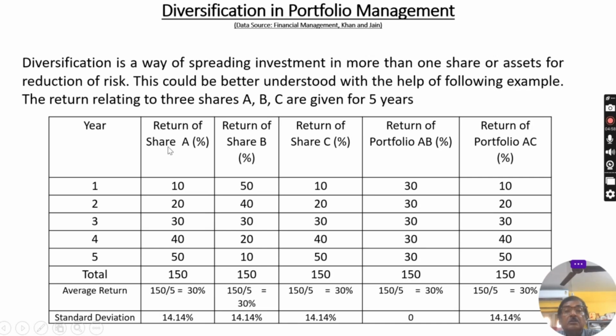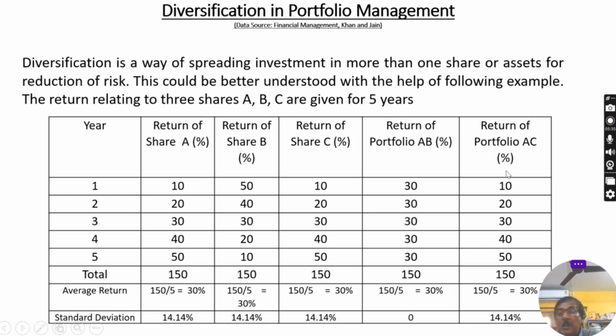Portfolio means here mixing of A and B. That means you are not investing your entire money in only one share. You are investing your money in two shares proportionately. That is, 50% of your total amount has been invested in share A, and 50%, that is half of the entire money, has been invested in share B. In this way you have formed a portfolio. Then we'll see what will be the return and risk.